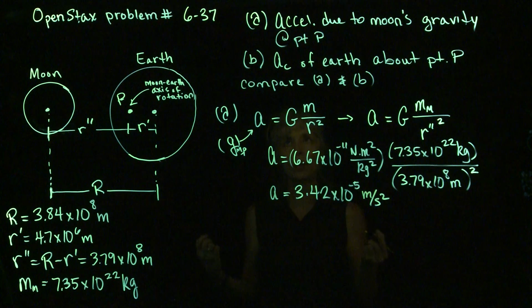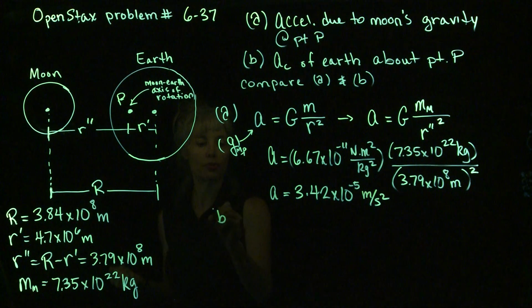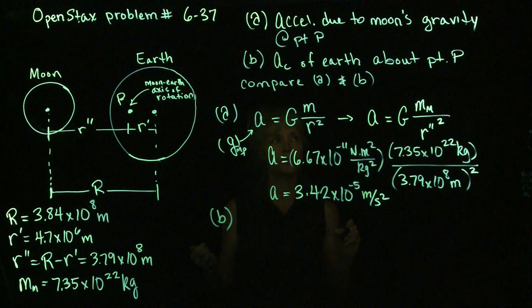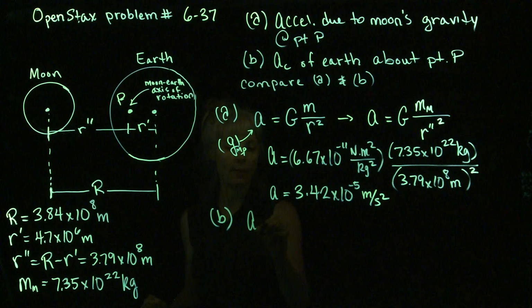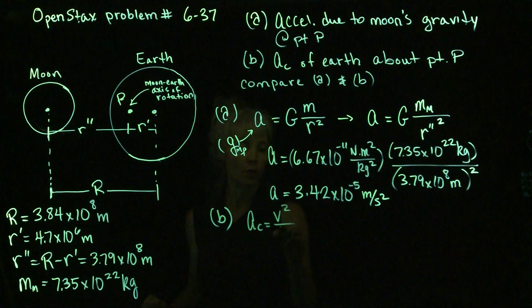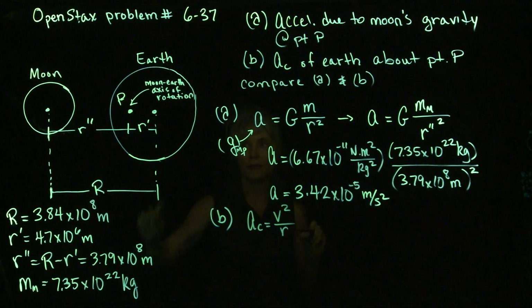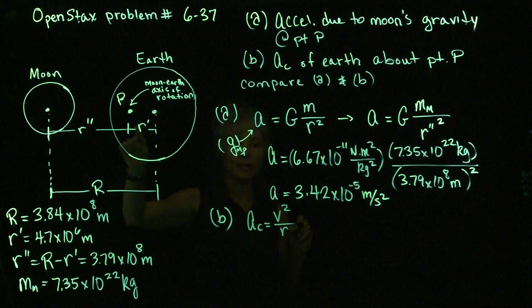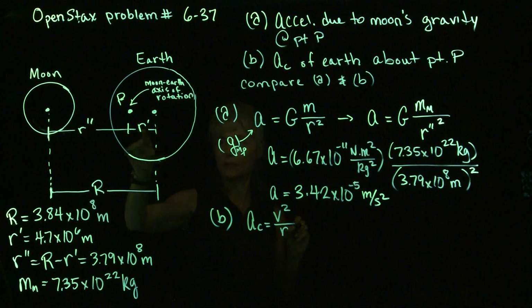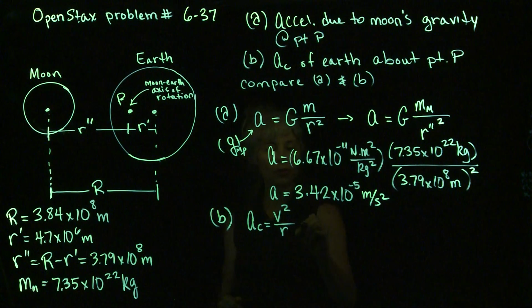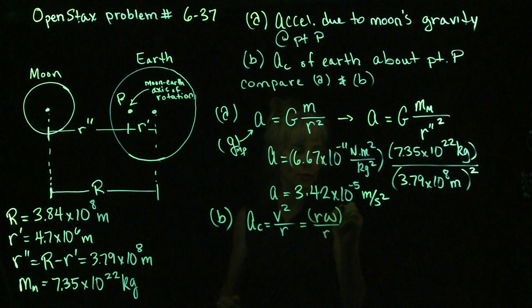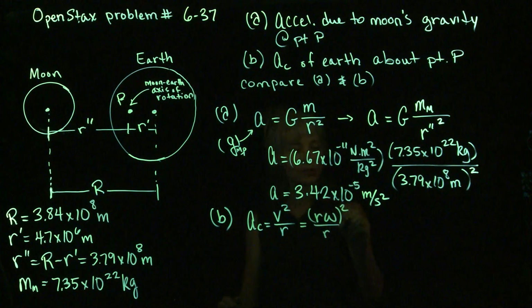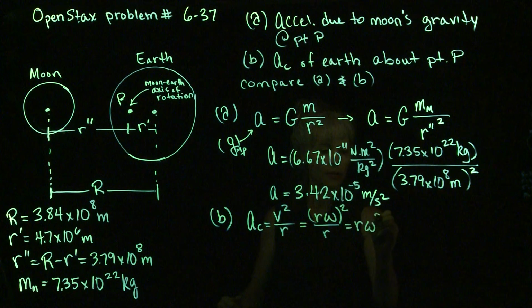Okay, part B now, we want to know what is the centripetal acceleration that the Earth experiences about point P as it rotates about this common point. So the centripetal acceleration, remember, can be written as v squared over r. That's the linear speed that the center of the Earth experiences, divided by the, in this case, that's going to be this distance r prime. But we can also write v as r omega, and we're going to square that, divided by r. And notice that this then was going to give us r omega squared.